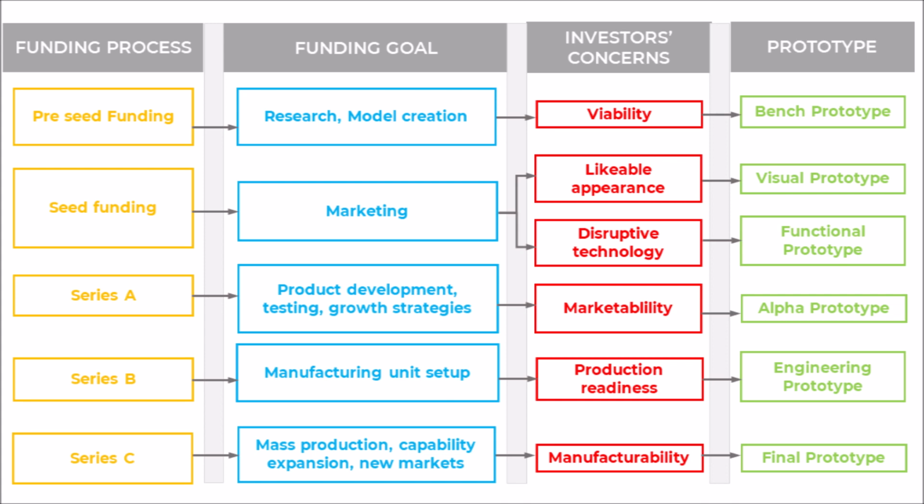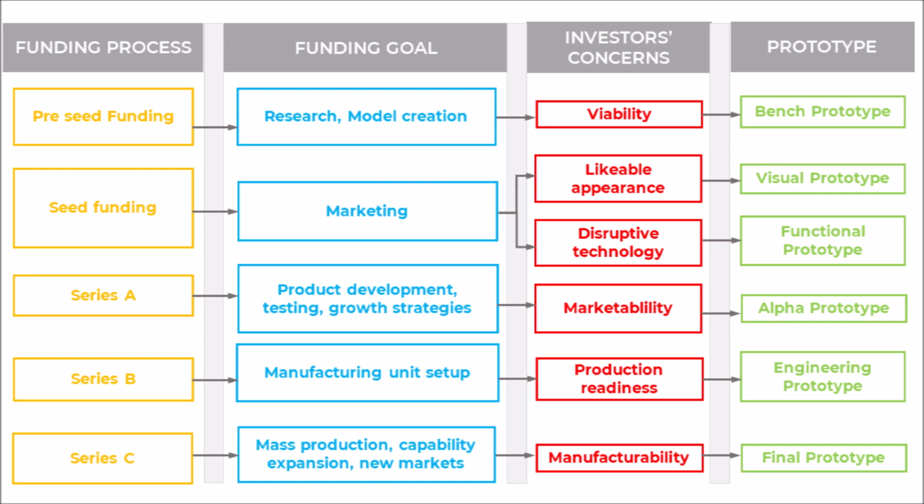Series B. Startups in this stage have dedicated user bases and steady streams of revenue. So, an engineering prototype should have been created, tested, and been sold to a few industries or businesses. At this point, you've proven that your product can be mass produced, so investors can now help you set up a manufacturing unit.